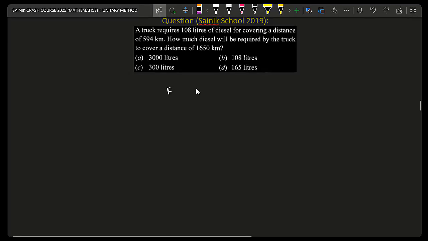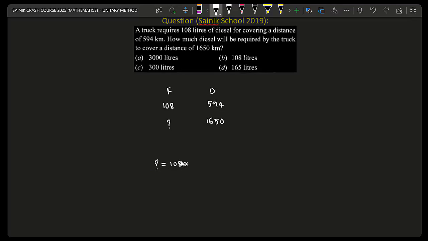Fuel, and D for distance. Okay, how much fuel is required in the first row? Sir, 108 liters of fuel is required to travel a distance of 594 kilometers. Next, sir, the question mark for 1650 kilometers. Which method do you want to use? Sir, common sense method. Okay, then can you tell me the direct equation? Sir, 108 liters is required for the question mark, 594 is equal to 108 into.